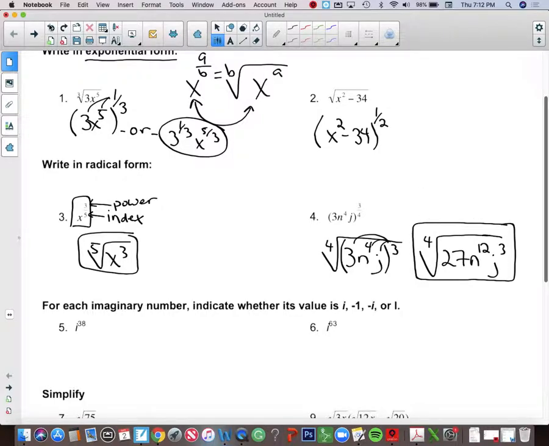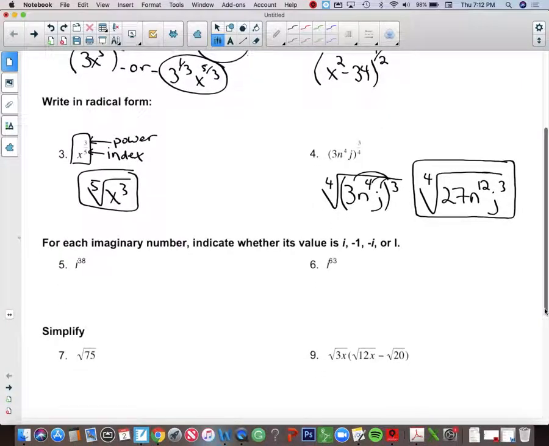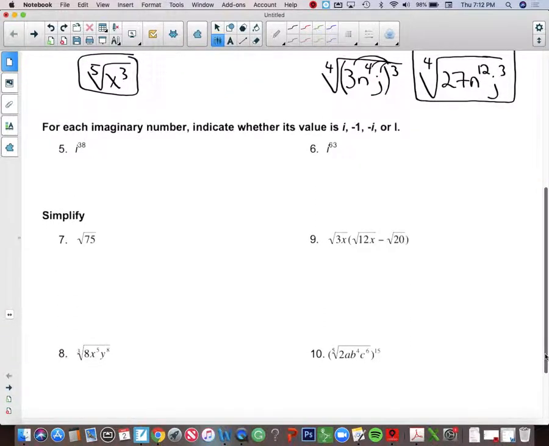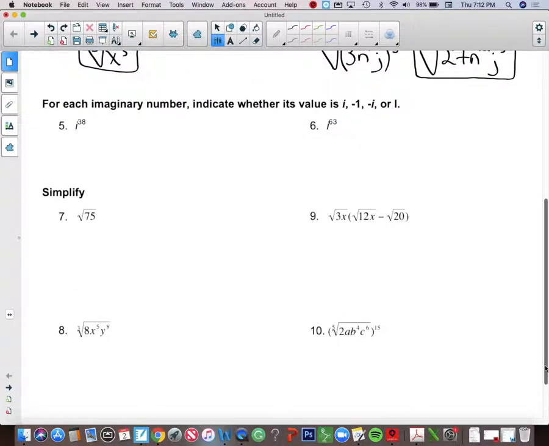So down to the i's, using complex numbers here. For each imaginary number, indicate whether its value is i, -1, -i, or just a 1. So we have i to the 38th here. So you want to figure out what number closest to 38 is divisible by 4. Because remember, i to the 4th is just a 1. So every time we have an i to the 4th, it's just going to cancel out and go away. Okay, because 1 times anything is itself.